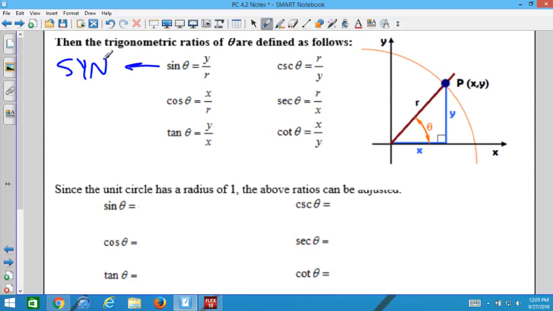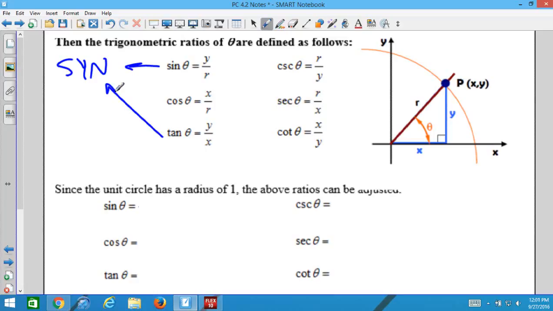And then the tangent is always y on top also. So both sine and tangent have y on top, but the tangent is y over x. You need to know these. Then cosecant and secant and cotangent, we just reciprocate the first three.